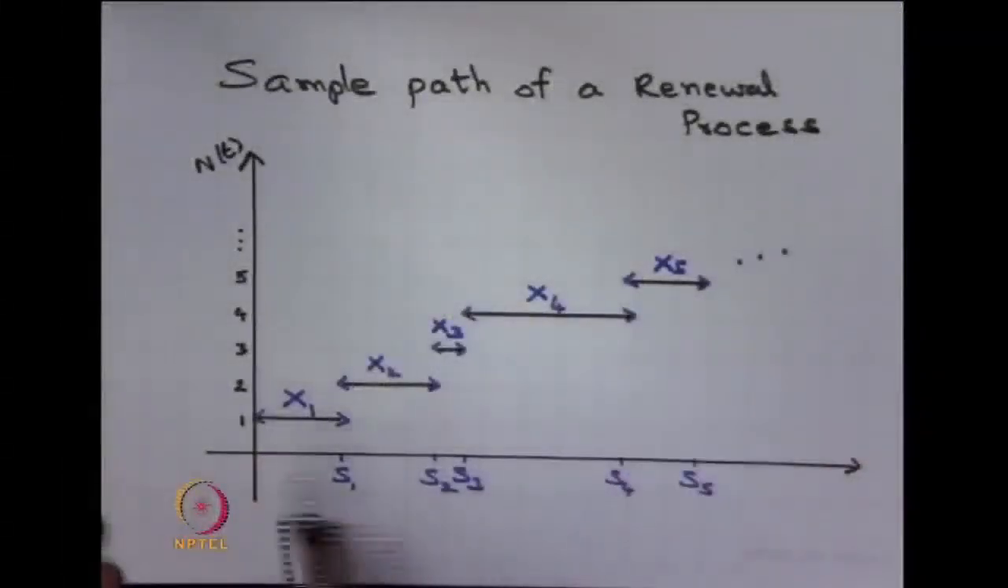Let us see the sample path of a renewal process. In this sample path of a renewal process, the x-axis has the renewal time points. Renewal time S1 is the time in which the first renewal takes place. S2 is the time in which the second renewal takes place. S3 is the time in which the third renewal takes place.